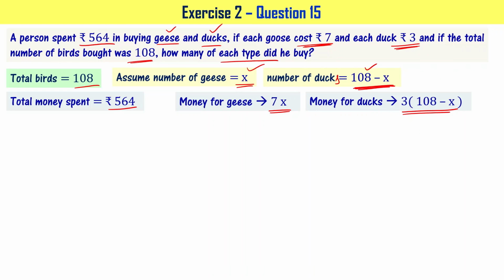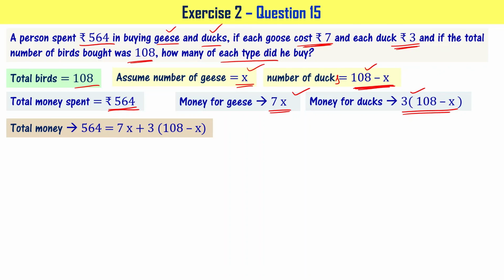So money spent for geese and money spent for ducks, when you add, that is equal to the total money spent. Let's write that equation. Total money spent equal to 564. That is equal to 7x plus 3 times 108 minus x, right?